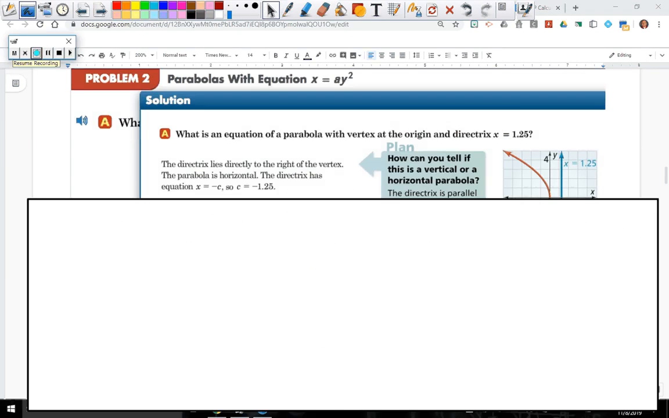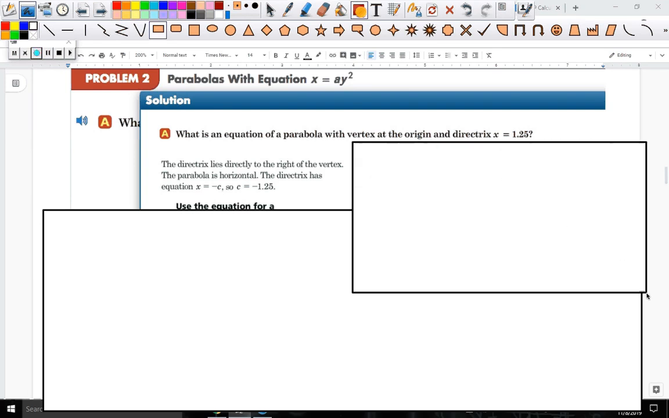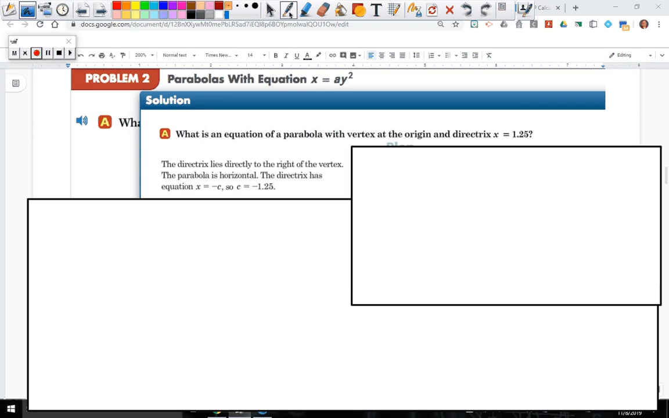This next one that we're going to do in groups for 3 points, for 4 minutes, is we are going to find the equation of the parabola where the vertex is at the origin. The directrix is x equals 1.25. Again, you're drawing, labeling everything. So the directrix lies directly to the right of the vertex. The parabola is horizontal. And then just so that you know, P is the same as C, I want you to look at it like this. So from those pieces, you come up with the equation, and we'll do it for bonus points. So let's resume the video.